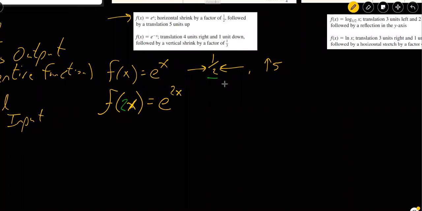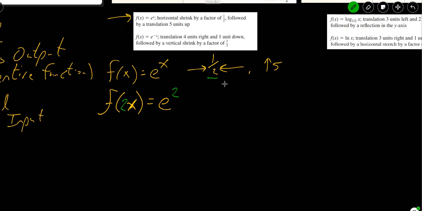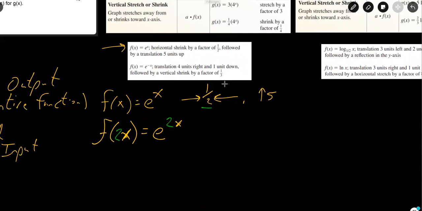That's the first step. I'll use not green. I already used green, and actually that should have been a green 2 on this, just to keep track of what's going on. So the green stuff is the first step. And then my second step is I'm going to move everything up by 5. Remember, translations are addition and subtraction, and anything vertical is going to work exactly the way we want it to. So a vertical translation, we're just adding some value to the outside of the function. If I want to move up, it's going to be addition. If I want to move down, it's going to be subtraction. So in this case, I'm moving 5 units up.